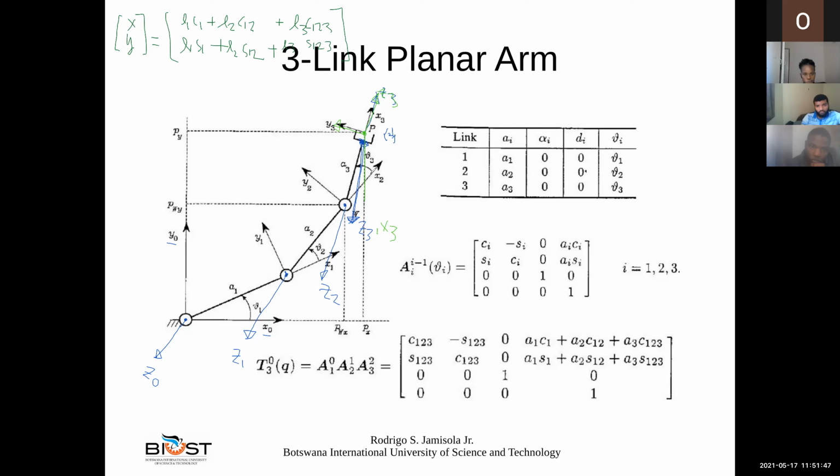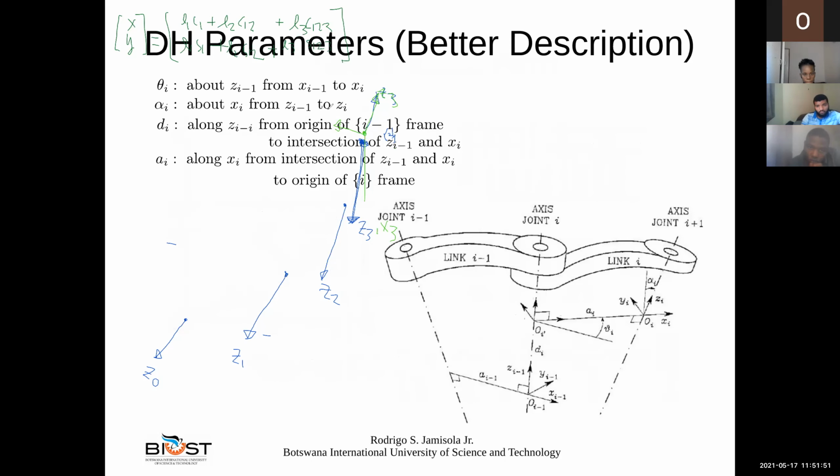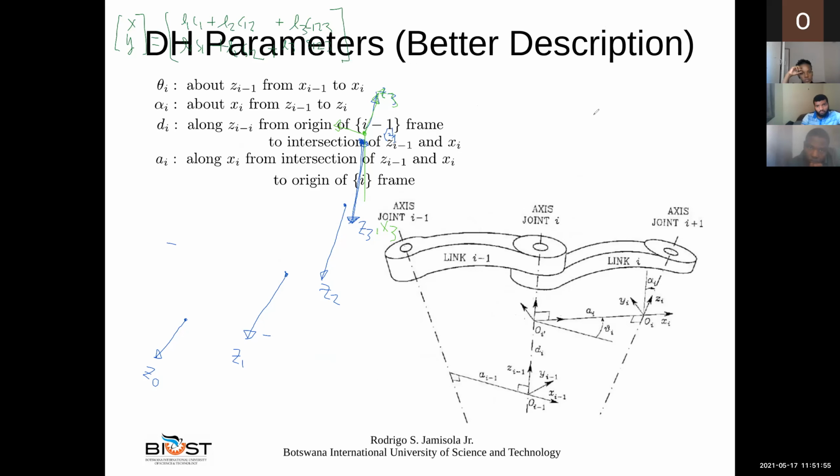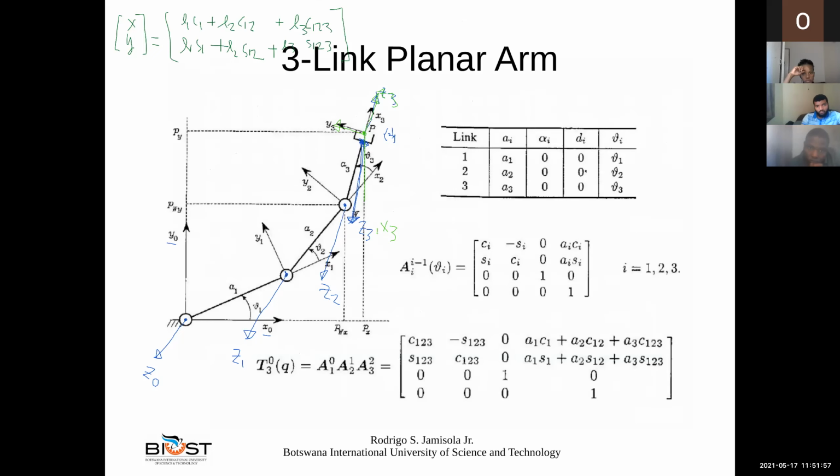That's the first violation. The second violation: is it a common normal intersecting both z3 and z2? Well, it intersects z3, yes, because they are in the same origin. But does it intersect z2? No. So you cannot use this.